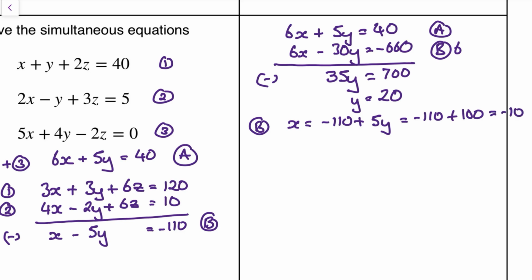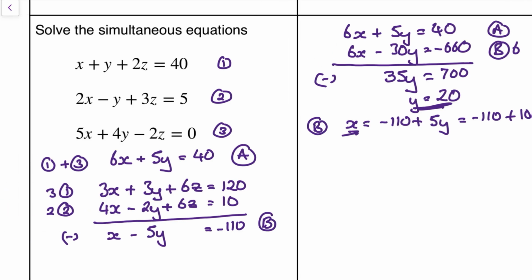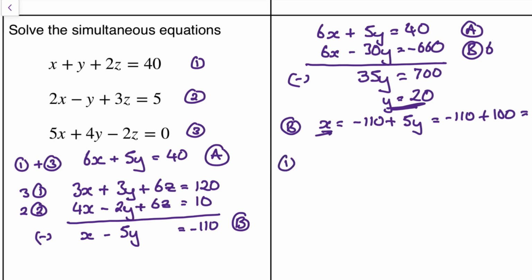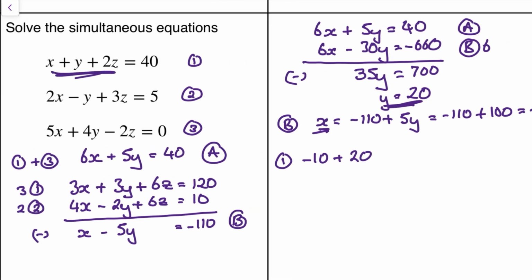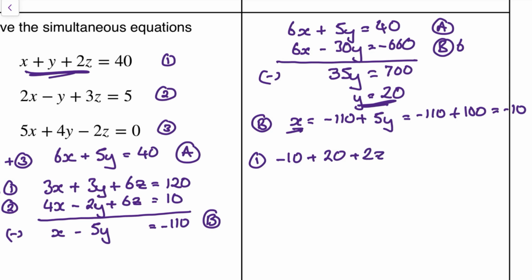So I've got my x, I've got my y. Let's pull them all together into equation 1. So x, you'll remember, is minus 10. My y is 20, so I'm adding 20. So I'm putting it into this equation here, plus 2z that I don't know is equal to 40. Minus 10 plus 20 is 10. 2z equals 40 minus 10, which is 30, divided by 2, which is going to give me 15.